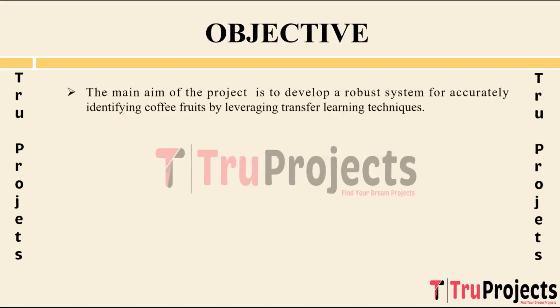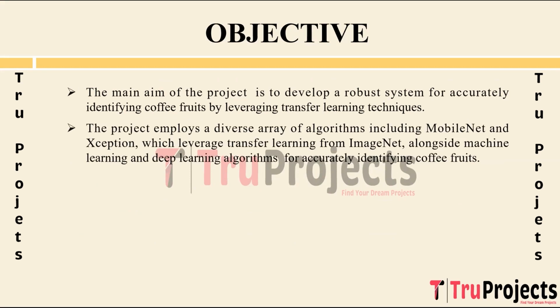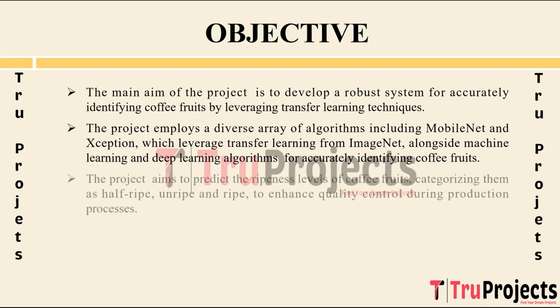Objective. The project's main objective is to develop a robust system for accurately identifying coffee fruits through the utilization of transfer learning techniques, aiming to overcome limitations of traditional methods and enhance accuracy and efficiency in recognition. Employing a variety of algorithms, including MobileNet and Xception, which leverage transfer learning from ImageNet, alongside machine learning and deep learning techniques, the project seeks to achieve precise identification of coffee fruits, blending the strengths of different approaches.